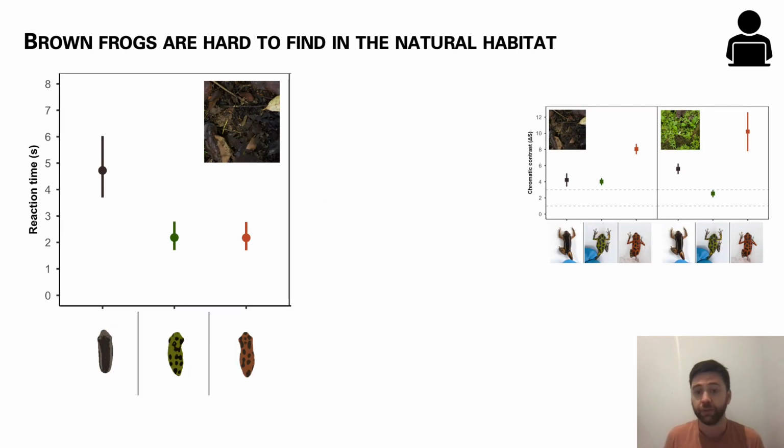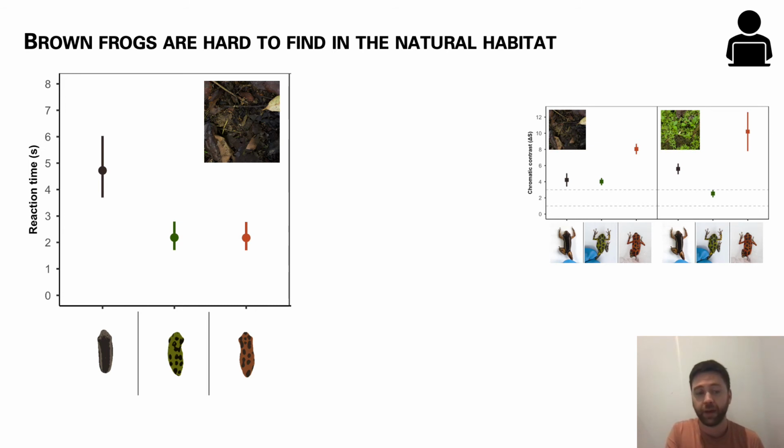So from the visual modelling, we can say that there are changes in chromatic contrast between the two different backgrounds for each of our three different frogs. We now wanted to see whether those changes actually affected the detectability of these different phenotypes. This is where our human detection experiment comes in.